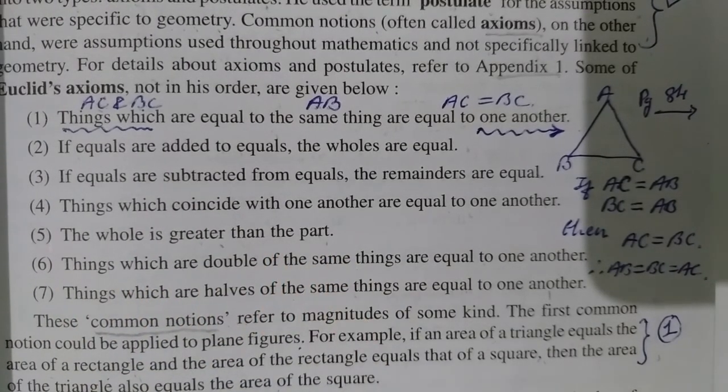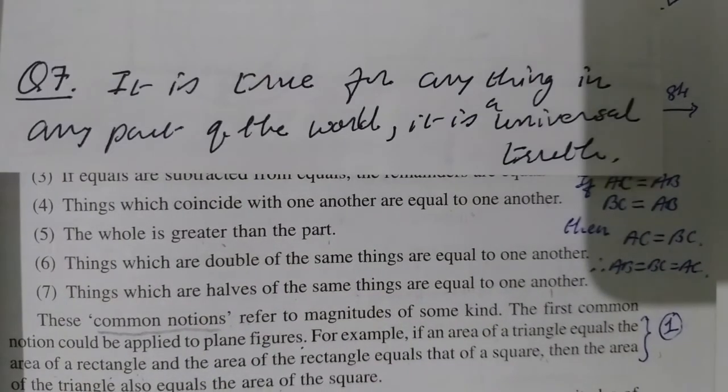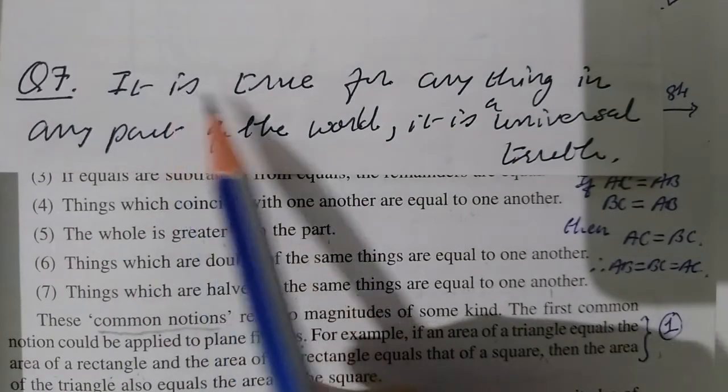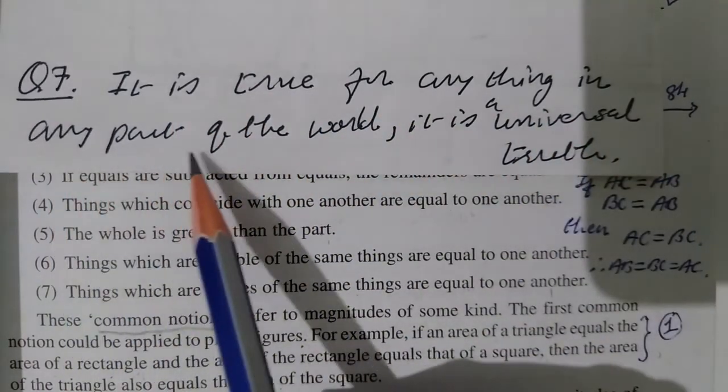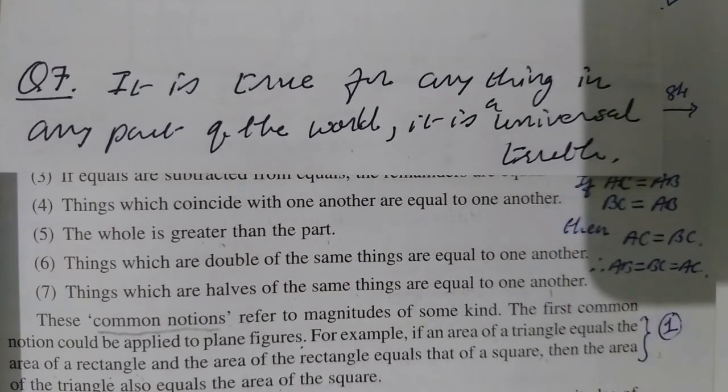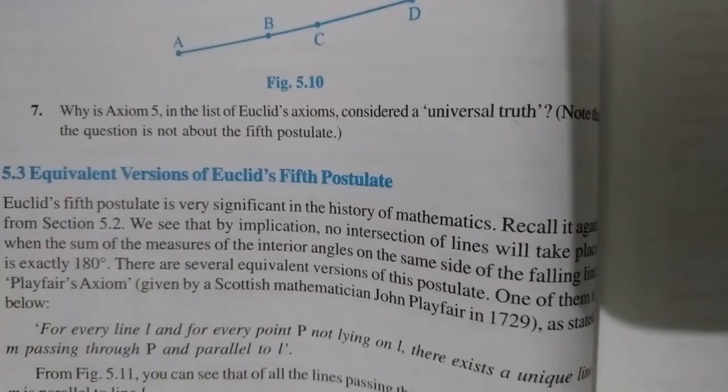Now children, the answer is simple. The whole is greater than the part. So it is true for anything in any part of the world. Therefore, it is a universal truth. Okay children, it is very easy to understand.